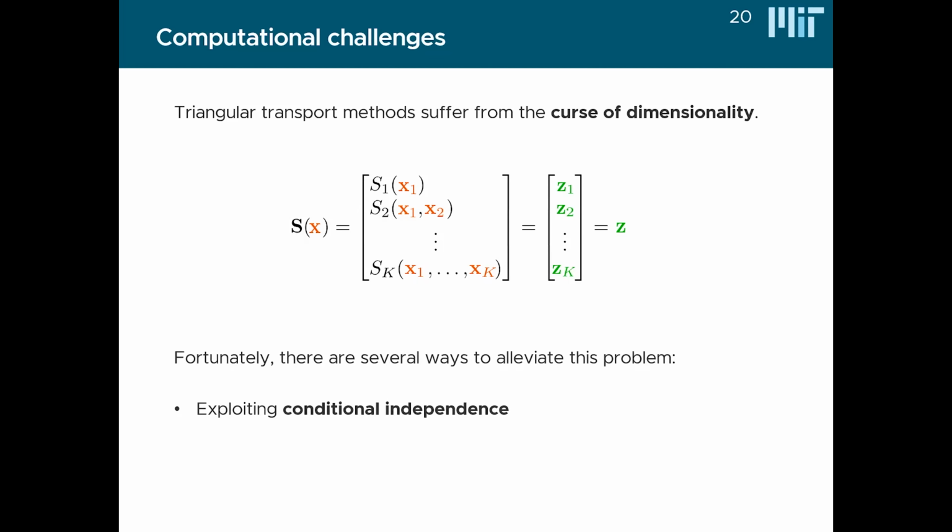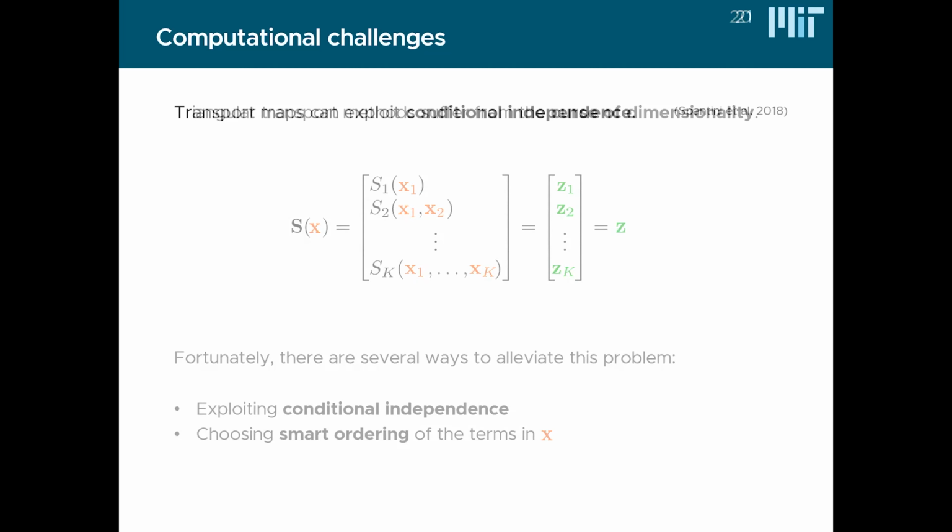The first one is that triangular transport maps can actually exploit conditional independence in a very natural way, which alleviates this problem quite a lot and can even turn this exponential increase in complexity into just a linear increase. We will see this on the next slide. A second very important thing in triangular transport maps is the ordering of the terms in X. This does not just control which kind of conditionals we can exploit. You remember that the conditioning trick requires us to skip past the first few map component inversions, but it can also affect the complexity of the transport maps. We will see this in a little bit as well.